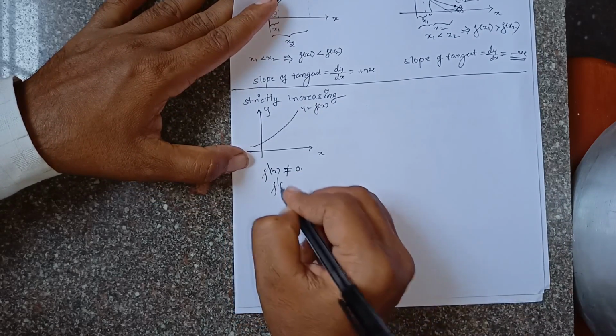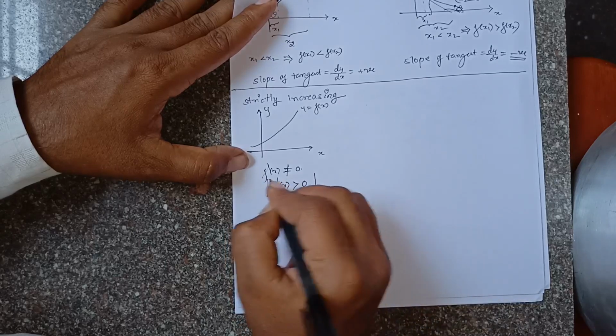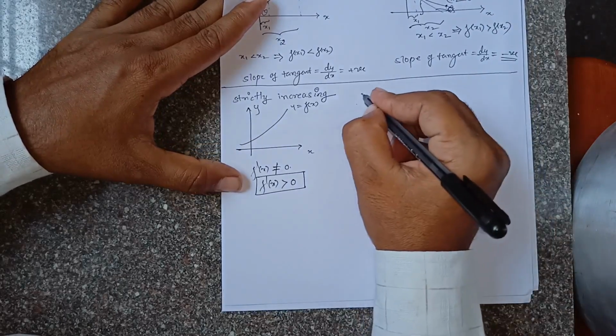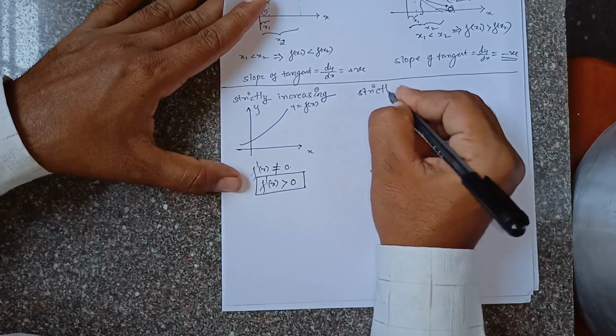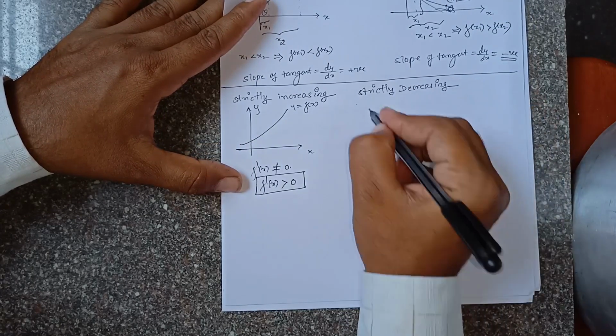And then what about the f dash of x values? The f dash of x values are always greater than 0. Okay. And then what about the strictly decreasing conditions?